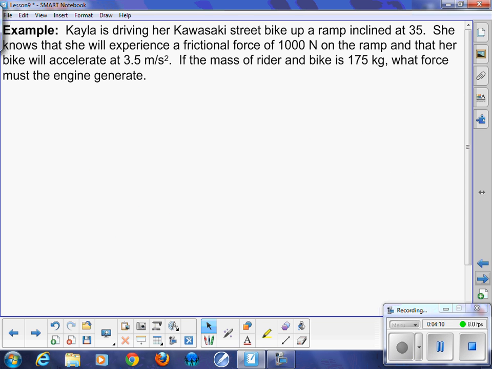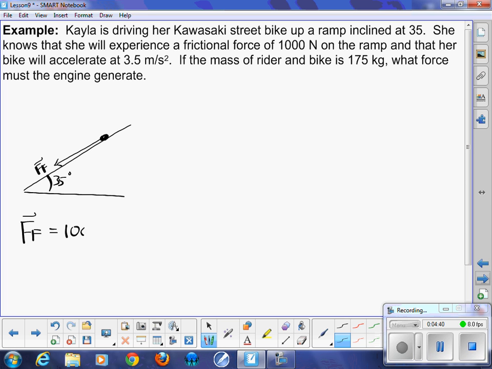Here's an example. Kayla is driving her Kawasaki street bike up a ramp that's inclined at 35 degrees. So here is my ramp. Here's my 35 degrees. Here is my Kayla on a bike. She knows that she will experience a frictional force of 1,000 newtons on the ramp. So it tells us the value. And because she's going up the ramp, force due to friction is going to be opposing motion. So it's actually heading down the ramp. So that's 1,000 newtons.